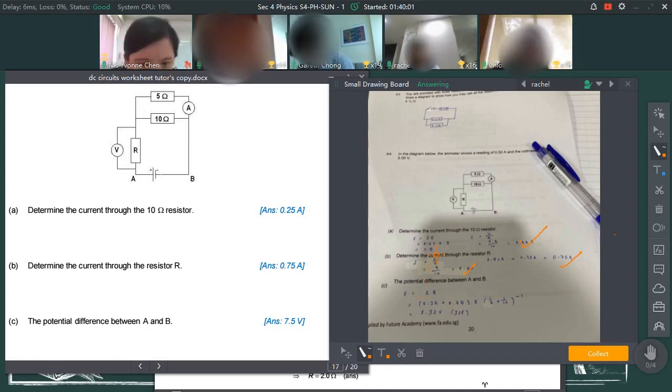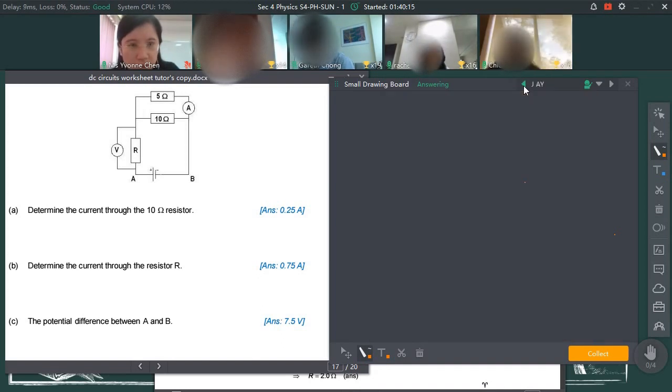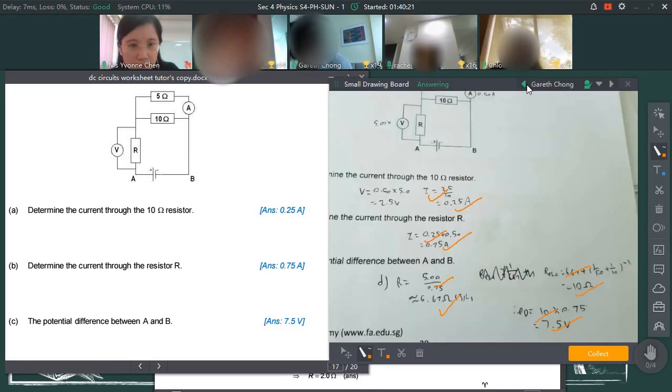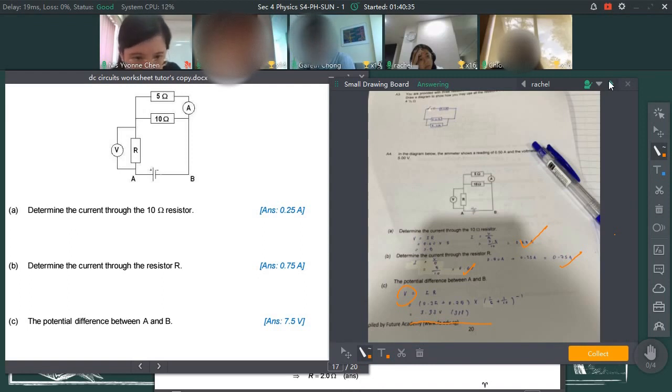Rachel, your part C seems incorrect. Rachel, please check your part C. If you are supposed to find the potential difference between A and B, you may want to find the total resistance. Rachel, you may want to find the total resistance. The total resistance part looks weird.